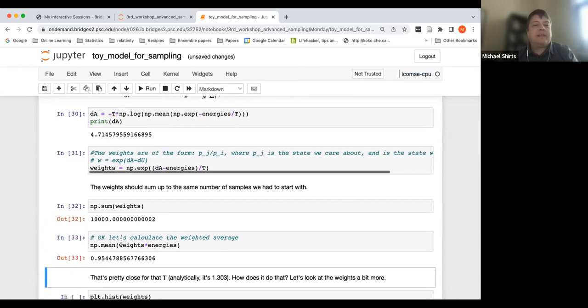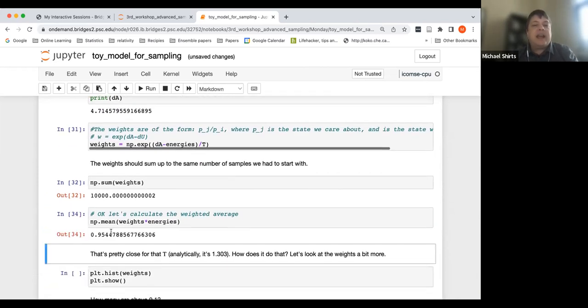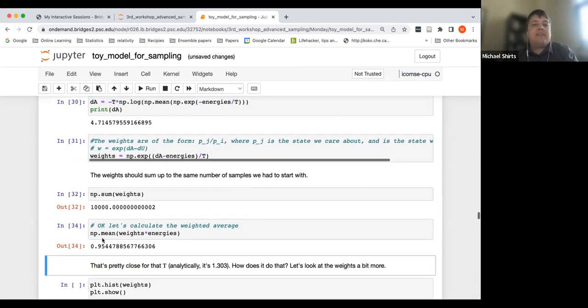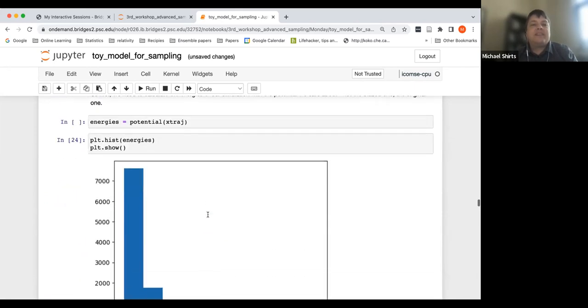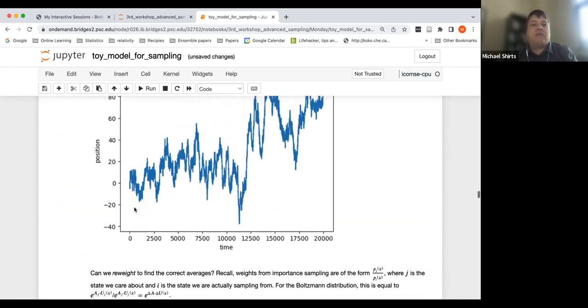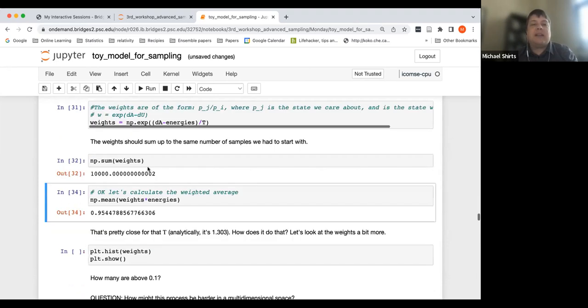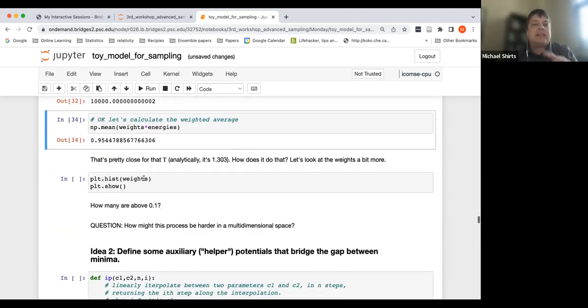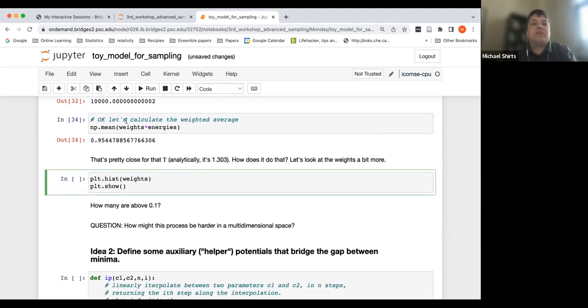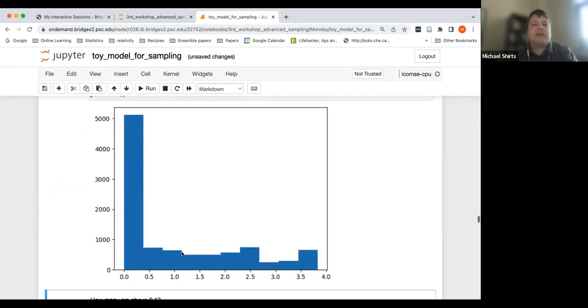But let's calculate the weighted average. And so instead of the weighted average being 2, it's about 1.95. It's pretty close. Analytically, it's 1.3. And this is wandering pretty far from that. But it's much closer now. And let's actually see this to understand what's going on. So it's multiplying all these energies by different numbers. Let's look at a histogram of this.